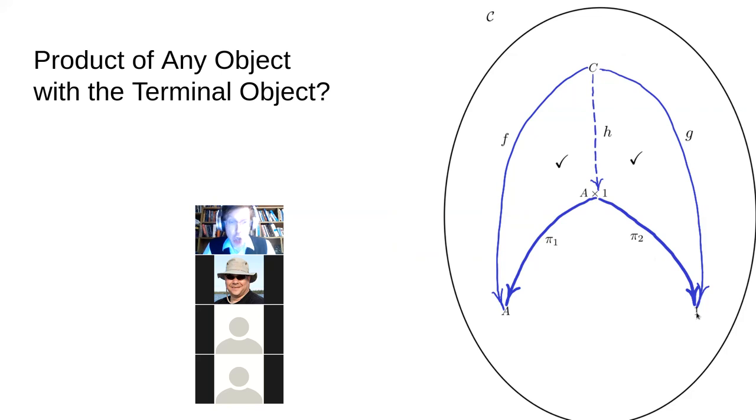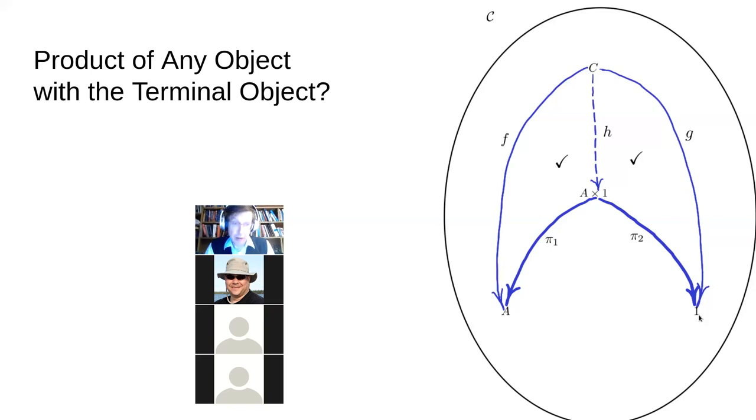What is it that makes it a terminal object? A morphism from any other object to the terminal object. That's right. Exactly. And what sort of morphism? Not just any morphism. It's a unique morphism. There's only one.